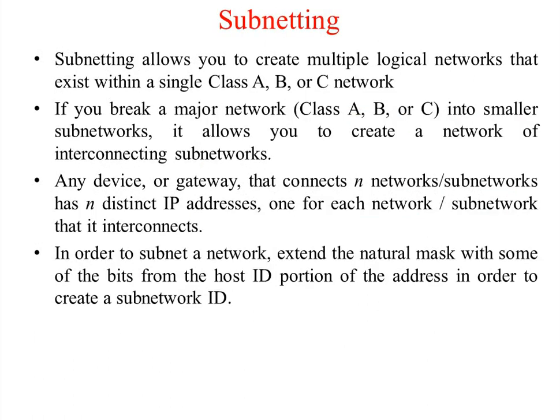But there are certain problems with the previous concept. If you are using class A, class B or class C, for example, if you have only 1000 PCs in your organization and you are using class B, then in that case the remaining 63,000 IP addresses go to waste.